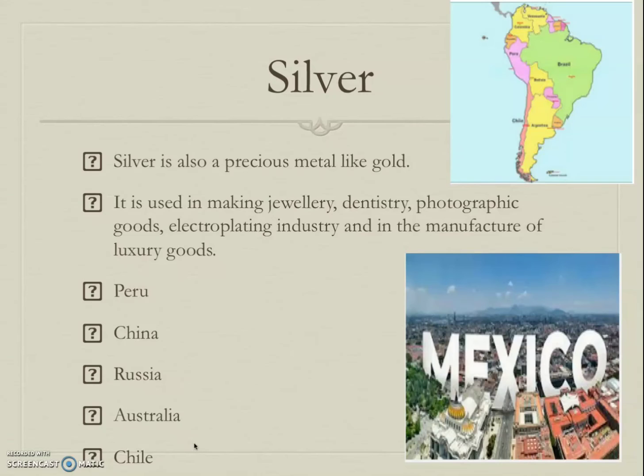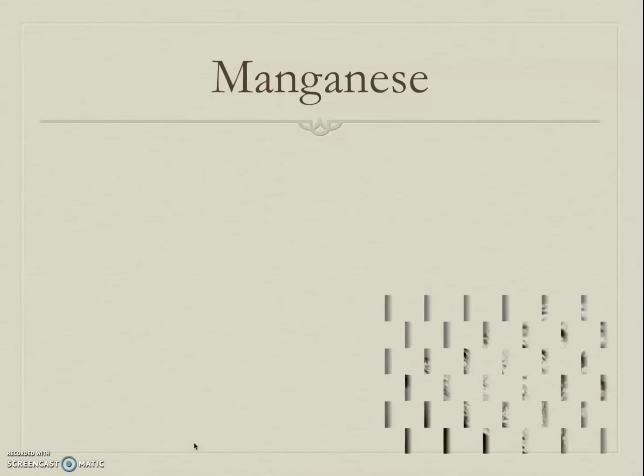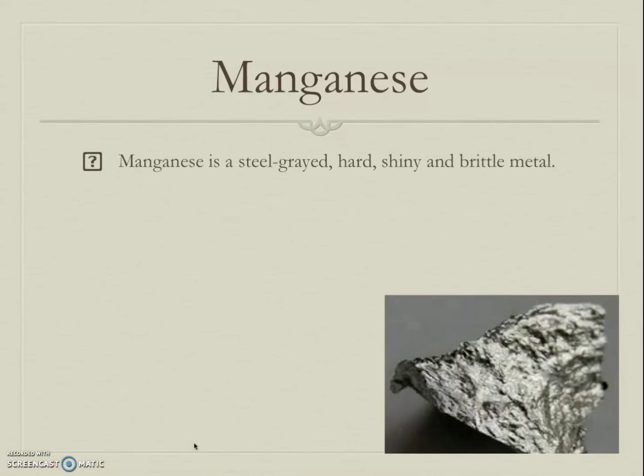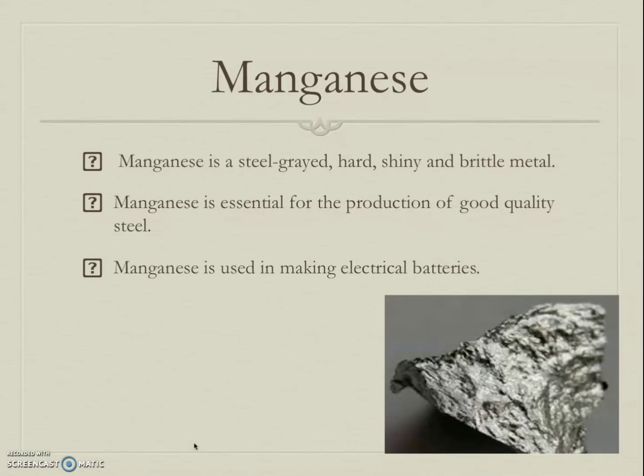Next, we are going to see about manganese. Manganese is a steel grade, hard, shiny, and brittle metal. Manganese is essential for the production of good quality steel. And manganese is used in making electrical batteries. South Africa is the world's leading producer of manganese. The significant producers of manganese in the world are China, Australia, Gabon, Brazil, and India. All these producers have large reserves of manganese and are significant exporters in the world.